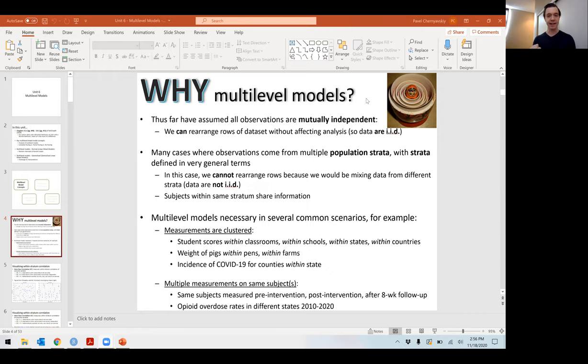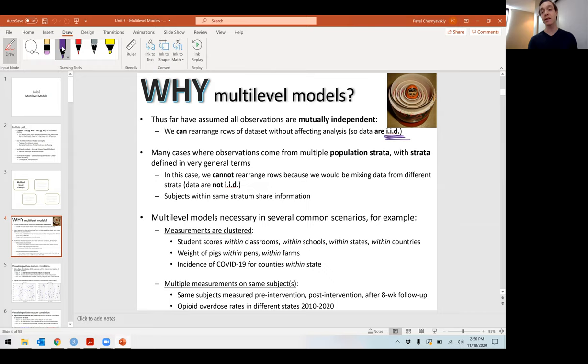All right, why do we care about multi-level models? Well, thus far, we have assumed that our data are mutually independent. Mathematically, we started the semester showing that our likelihood was composed using independent and identically distributed likelihoods evaluated at each observation. So remember, we didn't care what order we summed that log likelihood together. And the other way to think about it is, if we assume the observations are mutually independent, we just rearrange the rows of the data and get exactly the same analysis back, because each row doesn't matter, you know, what row 1, row 51 is.